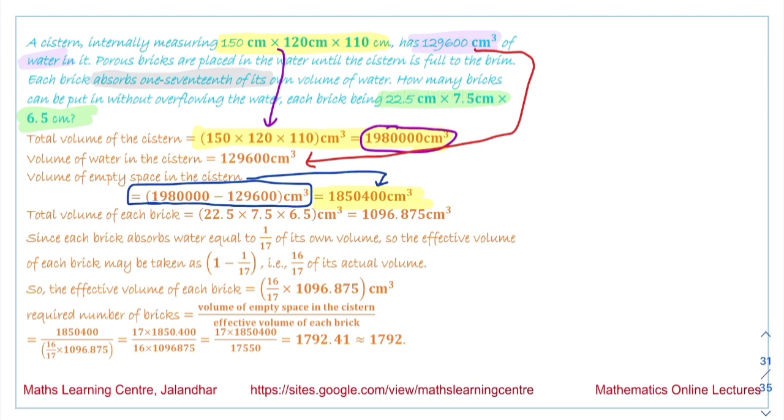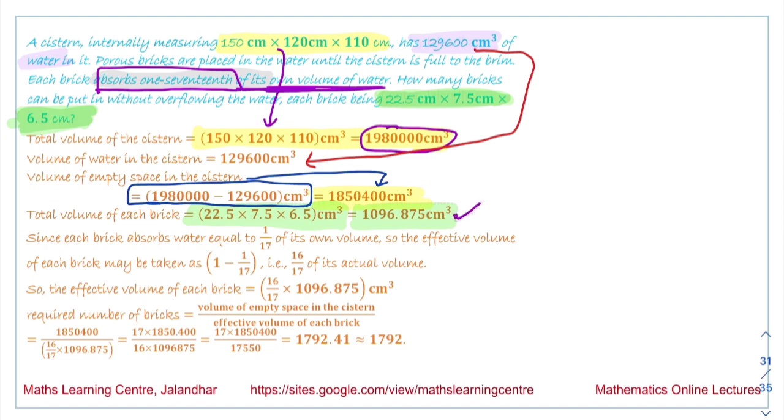The next thing that we have is that the dimension of each brick is given to us. So corresponding to this dimension, the volume of each brick will be multiplication of all these terms. These are cuboidal bricks, so it is length into breadth into height, and by multiplying these terms, the answer we will obtain, it is 1096.875 centimeter cube. Next, it is given to us that each brick absorbs 1/17 of its own volume of water.